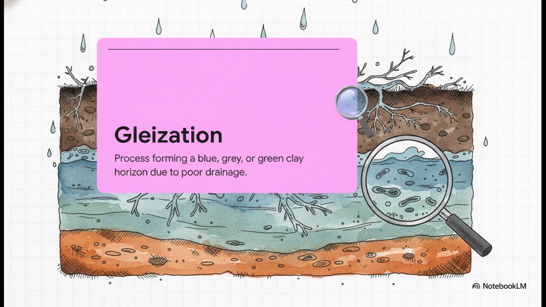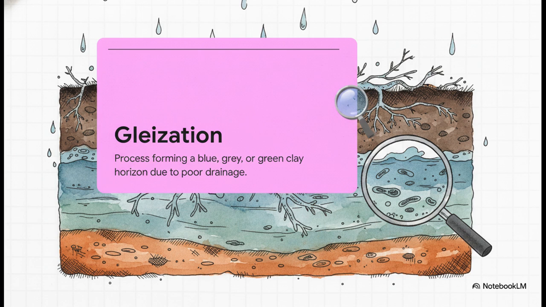Let's start with a process intimately tied to waterlogging: gleization. Gley literally translates to blue, gray, or green clay. This happens in lower topographic positions where there is a total lack of aeration. Because the drainage is so poor, the environment goes anaerobic.